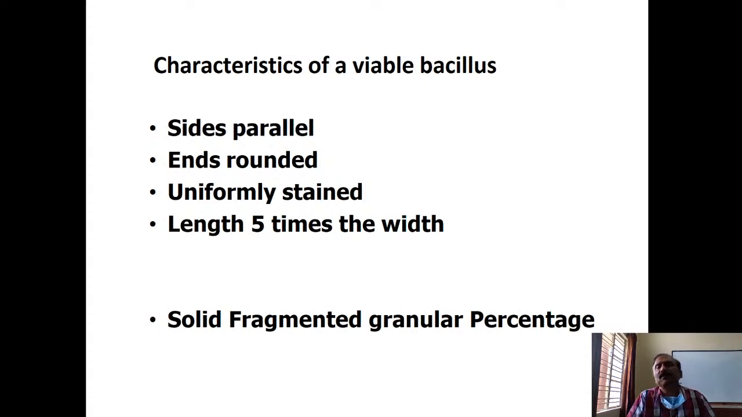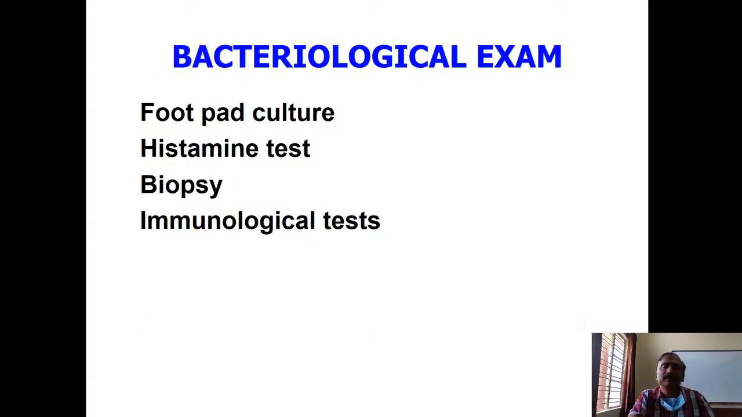What are the characteristics of a viable bacillus? A viable bacillus is one which has parallel sides, rounded ends, uniform staining, and length 5 times the width. There's another thing which nowadays we look at, the solid fragmented granular percentage. I will not go into the details of that. Those who are interested may go and study this particular thing.